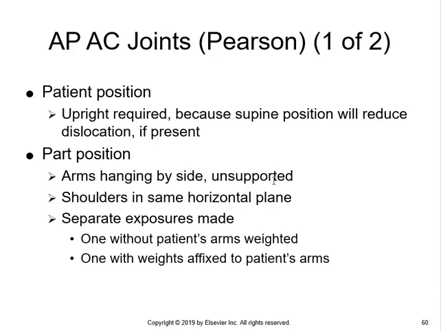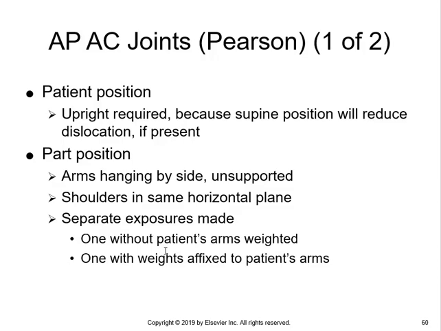So the arms are going to be hanging at their sides, unsupported, shoulders in the same horizontal plane, and you're going to make two different images. You're going to take two different exposures: one with the patient just relaxed, and the other with the patient holding on to weights. What we're trying to do is exaggerate that separation between the acromion and the clavicle, and we accomplish that by having the patient hold on to weights.